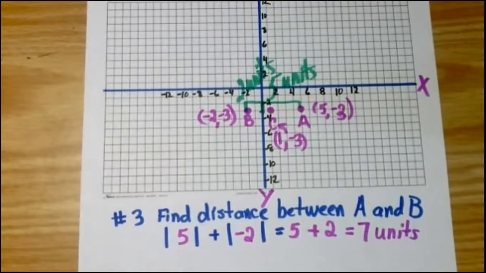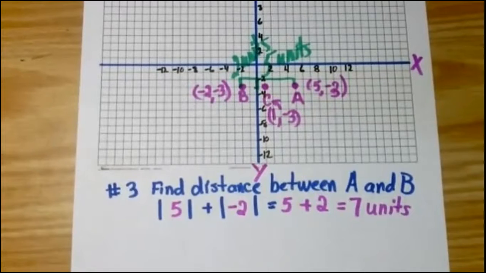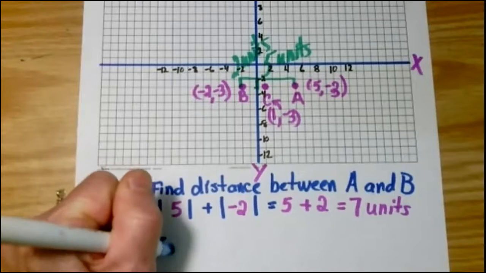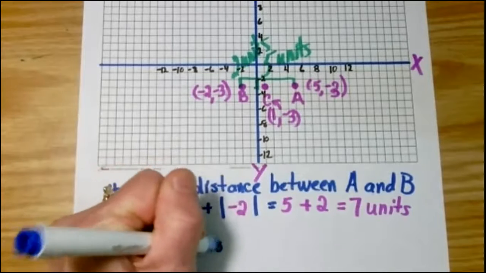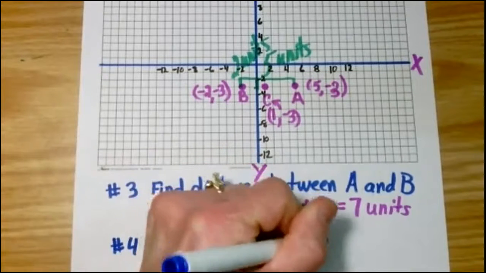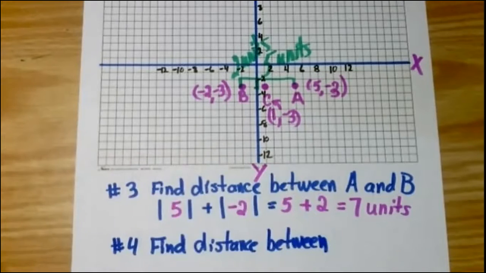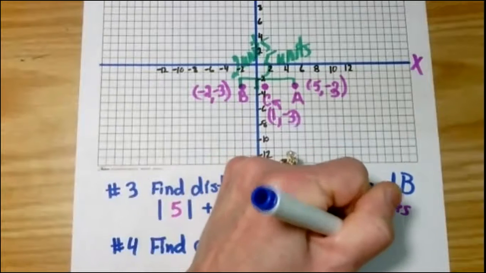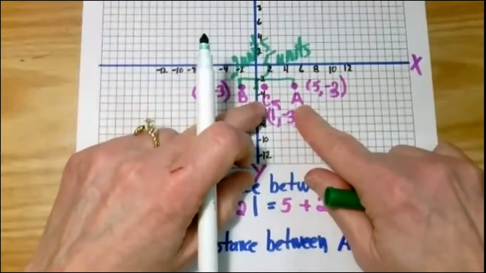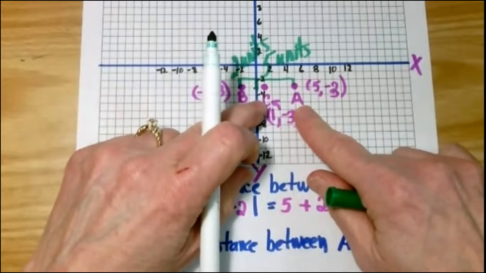And then number 4 is asking us to find the distance between A and C. Well, let's take a look at it. So A and C are both in the same quadrant. They're in quadrant 4.